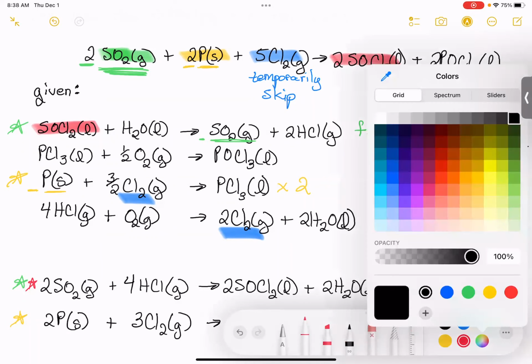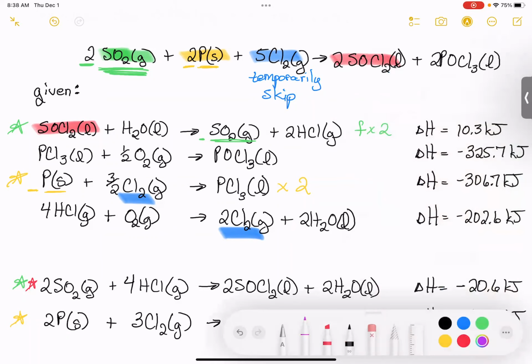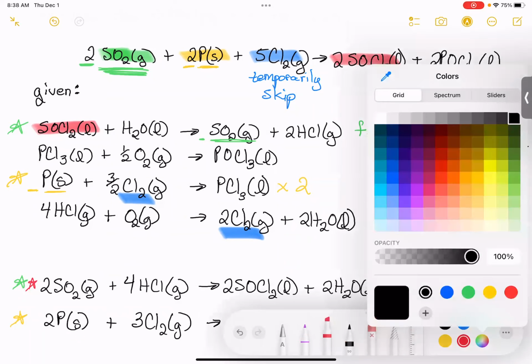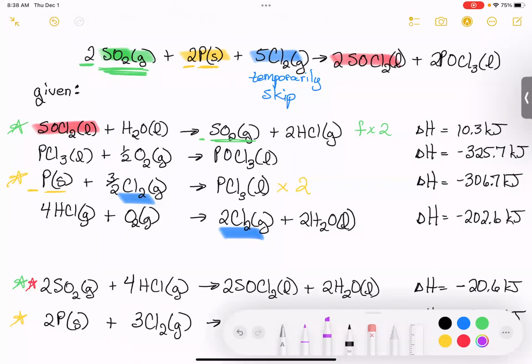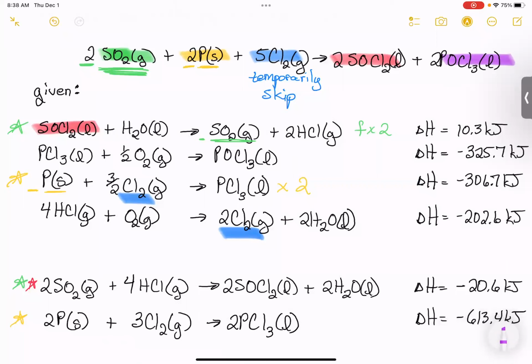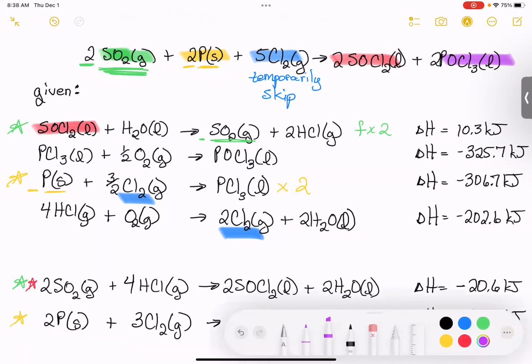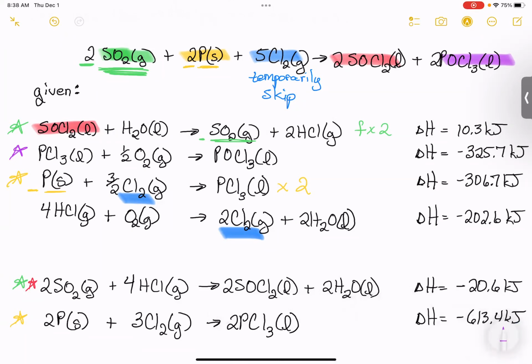Finally, I need to pay attention to my POCl3. So I look for an equation with POCl3, and the only equation with POCl3 is my second equation. I want POCl3 as a product. It is a product. I need 2 POCl3s. I only have 1. So I'm going to multiply this second equation through by 2.